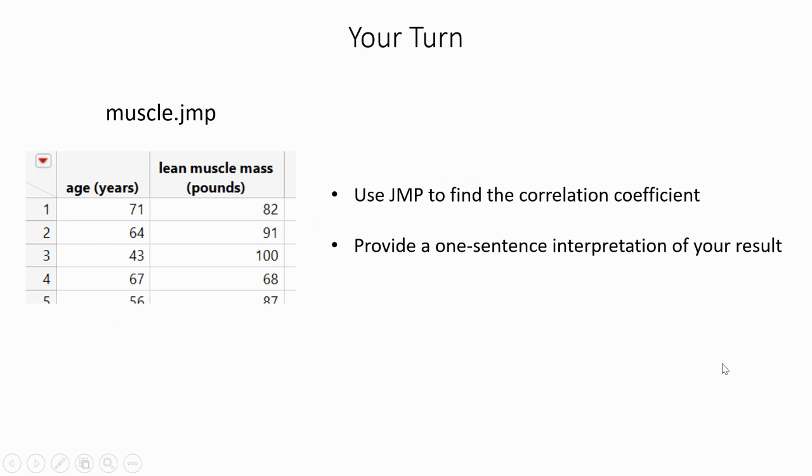All right, so you give it a try. Use the other data set, the muscle data set. So find the correlation coefficient and try to come up with a one-sentence interpretation. Pause the video here while you do that.